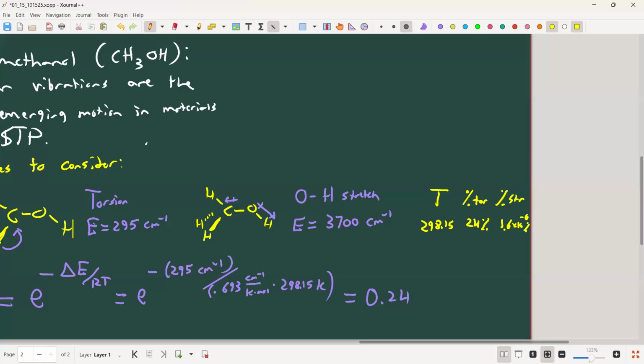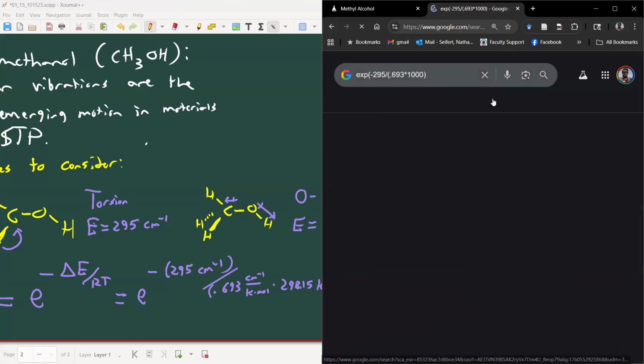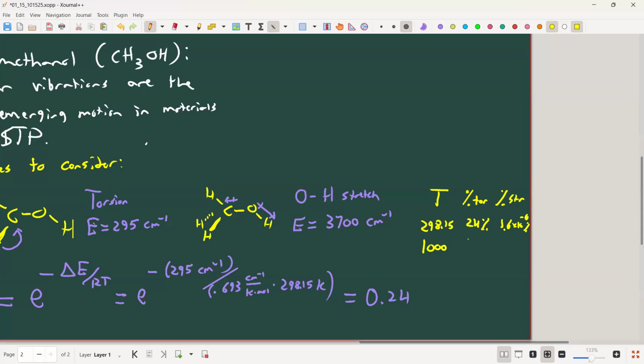Now let's go to a much higher temperature. Let's go to 1,000 Kelvin and do the same calculation. All I've got to do is change the temperature. Now 65% of the molecules are in the torsion excited state.